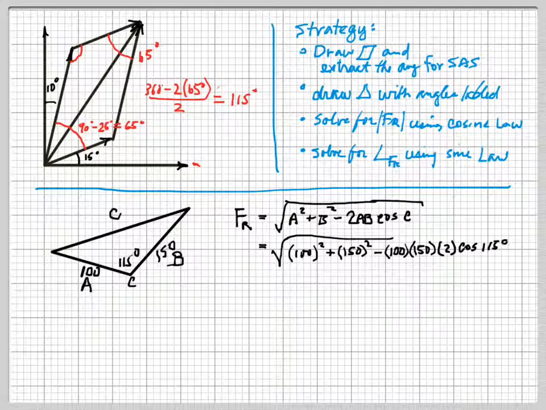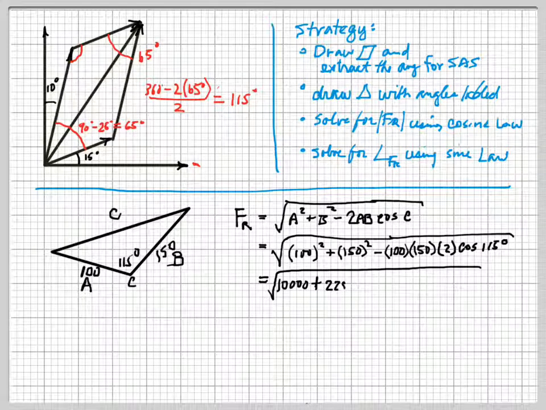We plug in our known values there, and then simplify. And as we do that, we get a value of, I think it's 212. I believe it's 212.6 newtons for that other side.